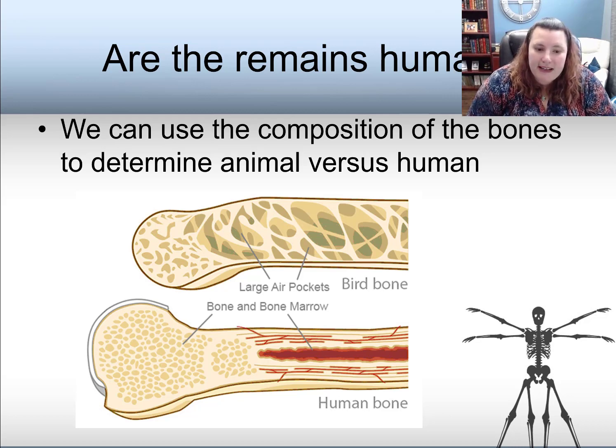One of the ways that forensic anthropologists can identify human bones is to look at the composition of the bones themselves. This is to help determine if the bone is human or animal. For example, this cross section at the top is a bird bone. Notice that this bone is not very dense. It has extensive air pockets. This type of bone composition helps reduce the weight of the bird and it aids in flight. Human bones, on the other hand, are much more dense with very small air pockets.